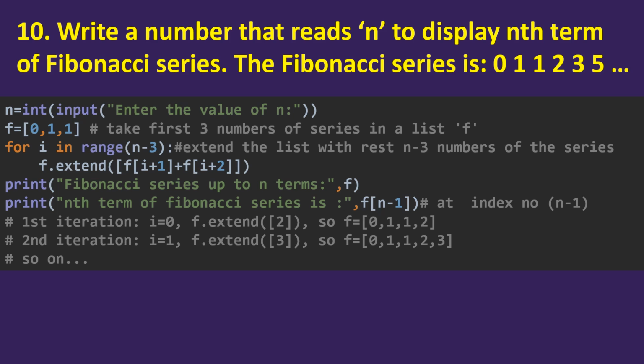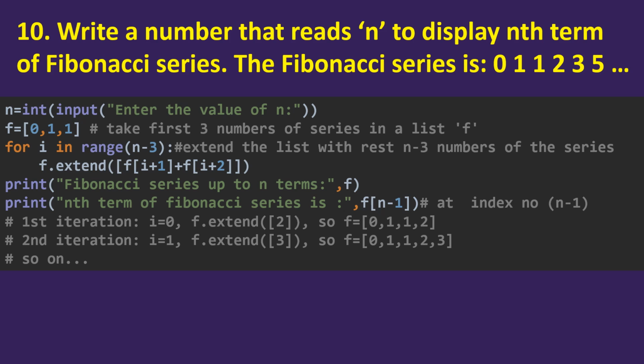In the second iteration, when i value is 1, then f of 1 plus 1, that is 2, f of 1 plus 2, that is 3. So the values at index number 2 and 3 will be added and that will be stored at the next index number. You can see that value will be extended. So like this, at the end of this loop you will get your Fibonacci series up to n terms. Now if you want to print that, you can just print it. Fibonacci series up to n terms is f, the entire list will be printed.